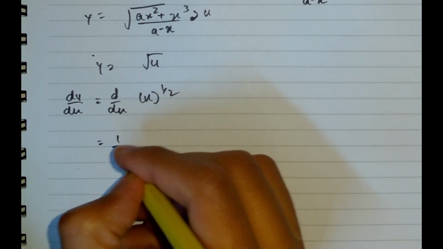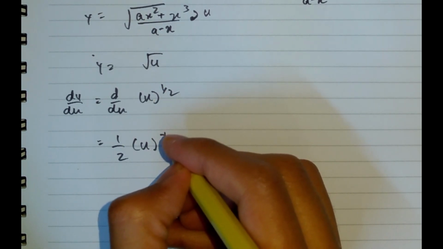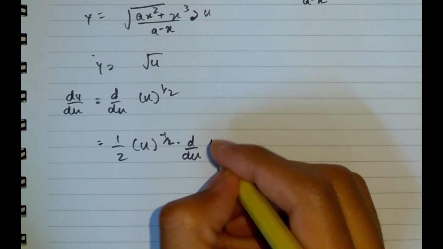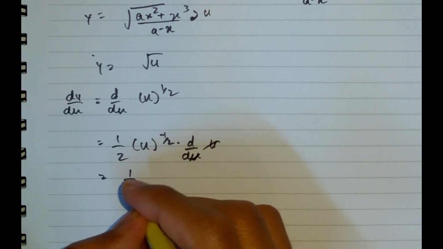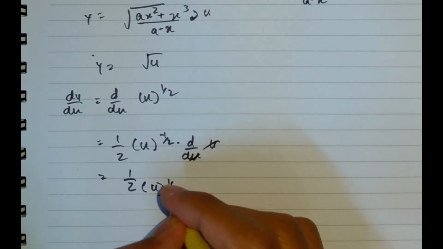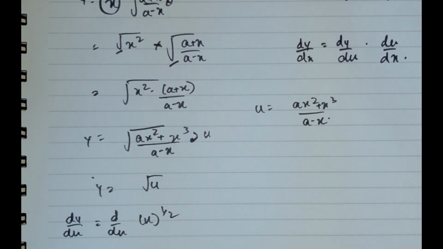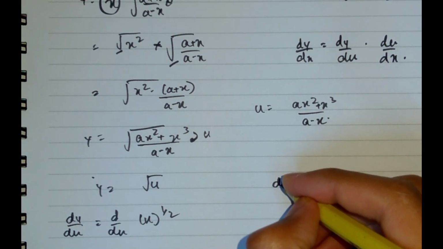This would be the same thing as we have done in the previous questions. u to the power negative 1 by 2, d by du of u cancels. This would be 1 divided by 2. Now I'm going to reciprocate the u: 1 divided by 2 root u. Now we have to find the derivative of u with respect to x, and that's the actual thing we have to do, du by dx.